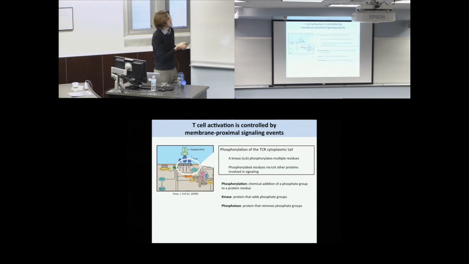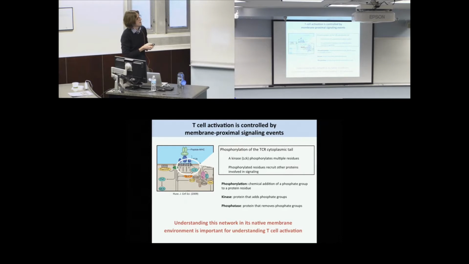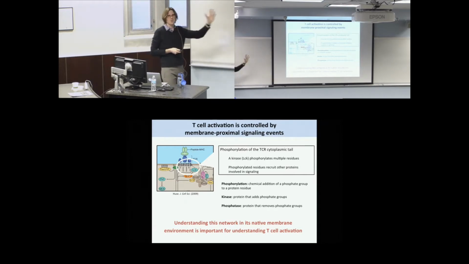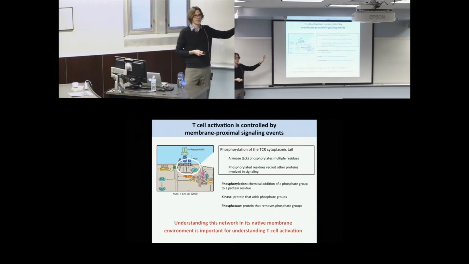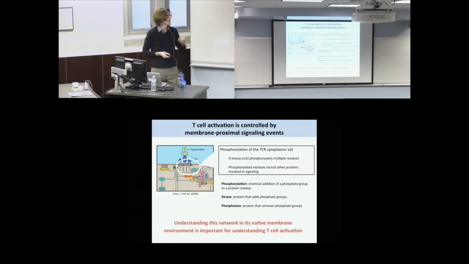Once those phosphate groups are added, other molecules get recruited to the T-cell receptor. Those have their own enzymatic activity that then go and modify other proteins. So this is the very first step in the activation of a T-cell. That's the story, and understanding this in its membrane environment is important for actually understanding how T-cells work. This is still an open question in biology: how is it that T-cells translate this engagement into a reliable response?